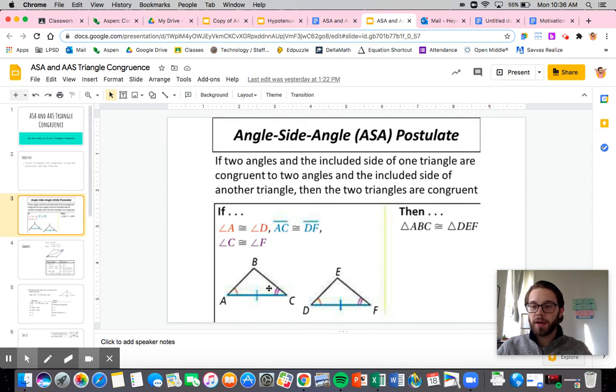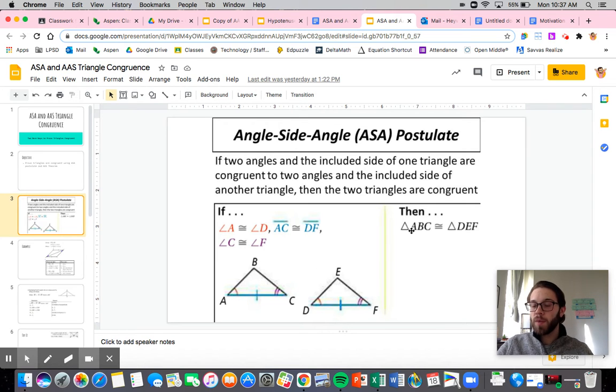So when you're looking at your triangle, you should look at it and go, we have an angle, we have a side and another angle. So the side needs to be in between. It needs to be the included side. And if we have that between the two triangles, then we can say that these two triangles are congruent. Again, this is a postulate, so we do not need to prove it. This is a thing that we can accept.